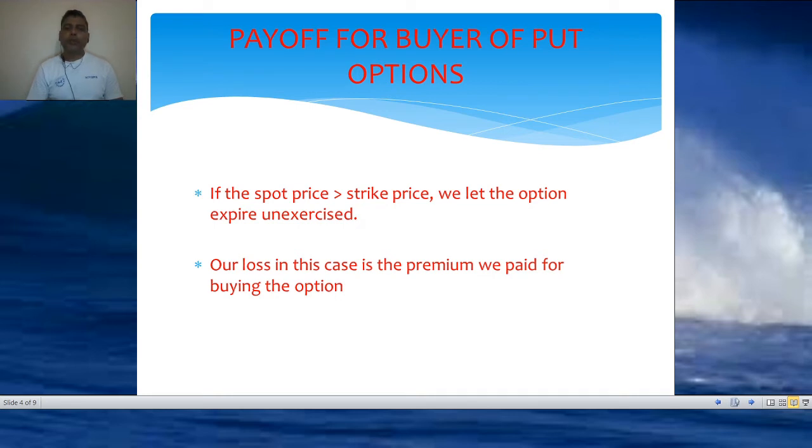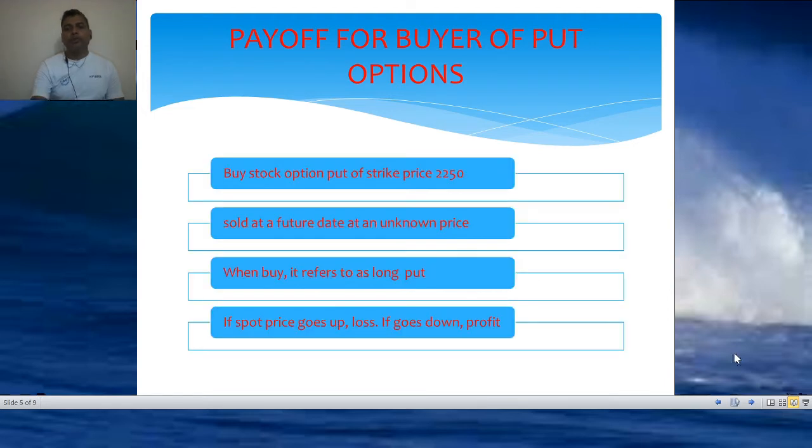In this particular scenario, the loss to the option buyer will be the premium that he paid to have this option. Now, imagine that the trader buys the put option of stock X of strike price equal to 50. Whenever we buy a put option of any strike, we sell it at a future date at an unknown price. So when we buy a particular put option, it is referred to as a long put. If the spot price goes above the strike price, then we'll make a loss. But if the spot price remains below the strike price, the trader will make a profit.